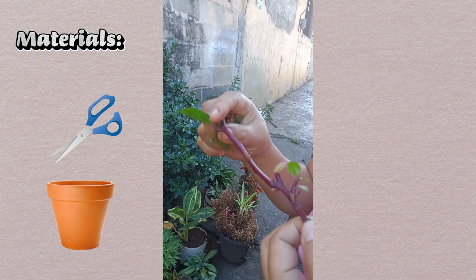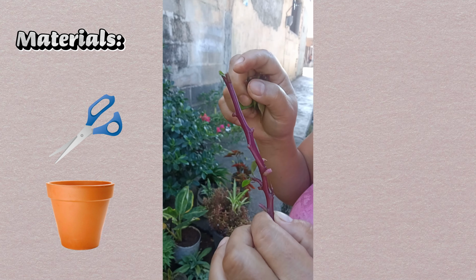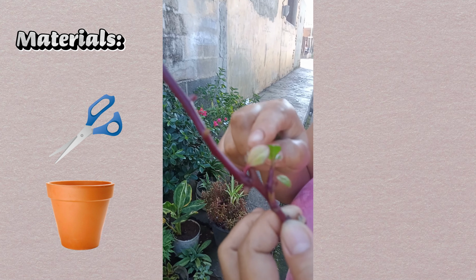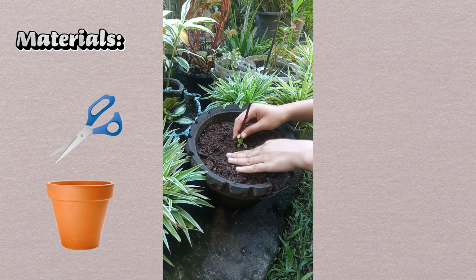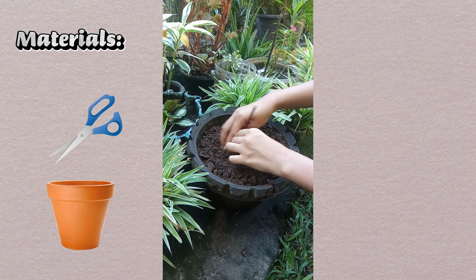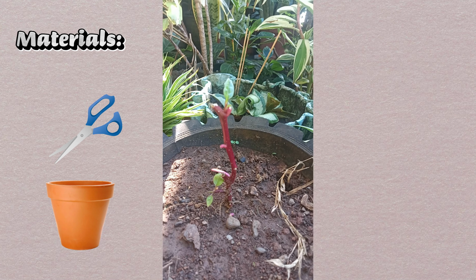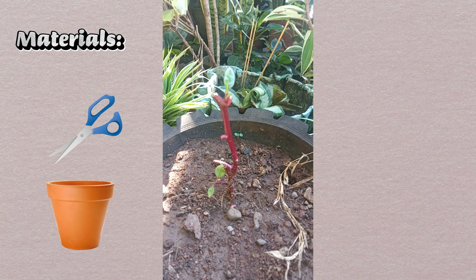Under favorable conditions, the cutting will develop roots and eventually grow into a new plant that is genetically identical to the parent. This method is commonly used to propagate a wide range of plants, including many houseplants and woody shrubs.